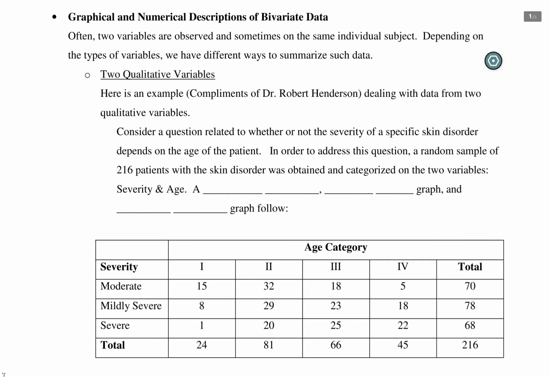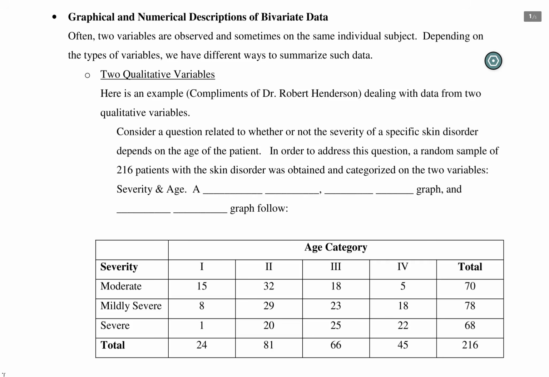Well, what if we observe more than one variable, in this case two variables, on the same subject or maybe on two different subjects, and we want to describe that kind of data? All right. Well, depending on the kinds of variables we have, there's different ways to summarize such data. So if we start off here first with two qualitative variables.